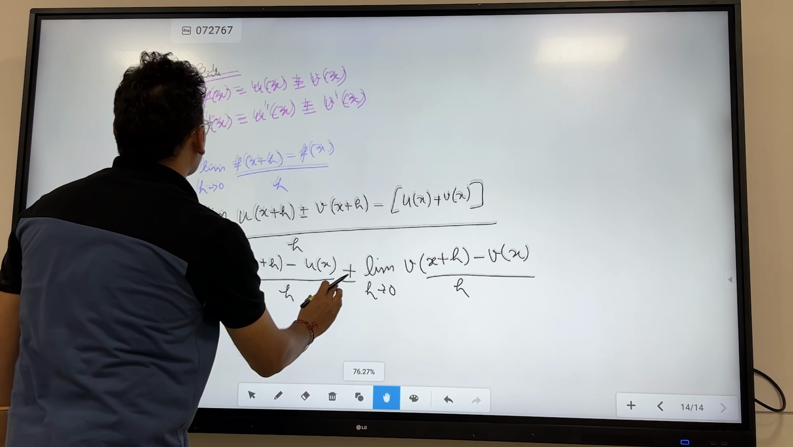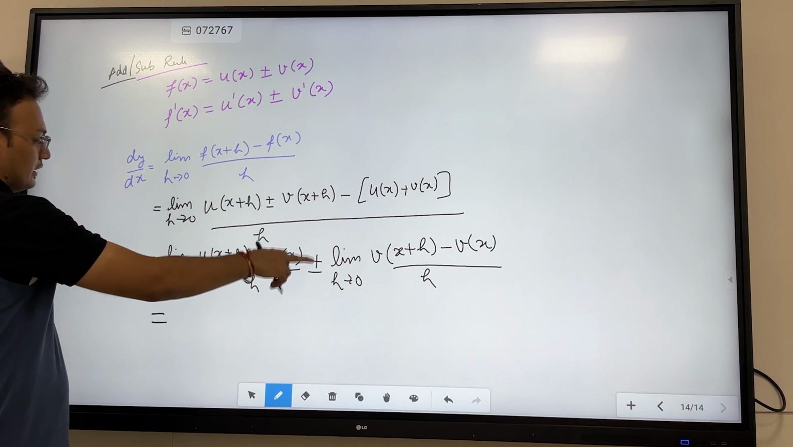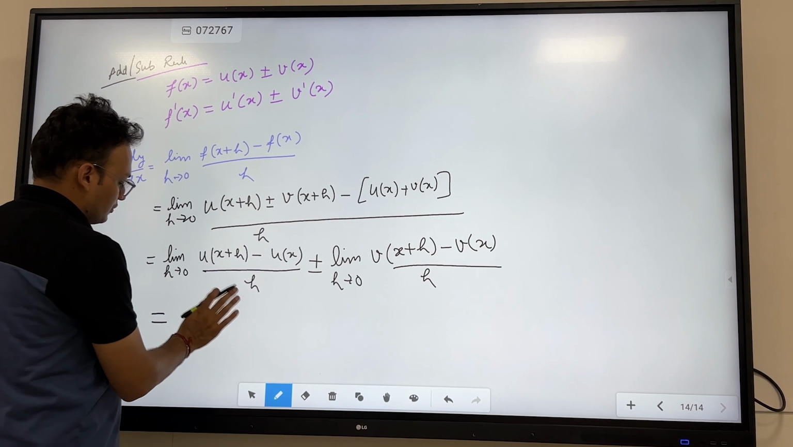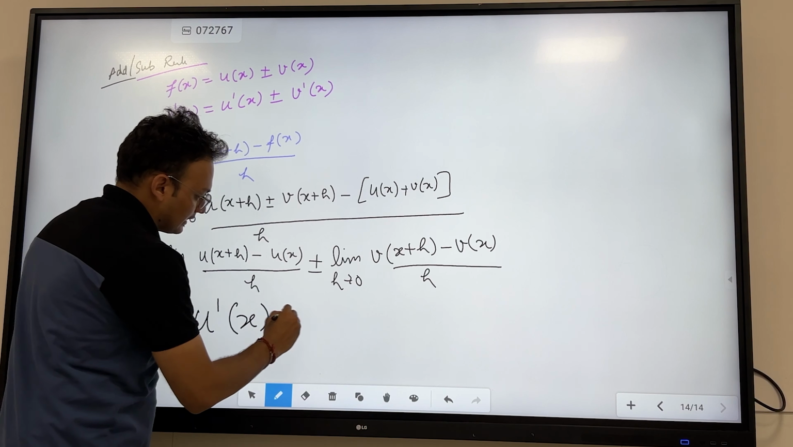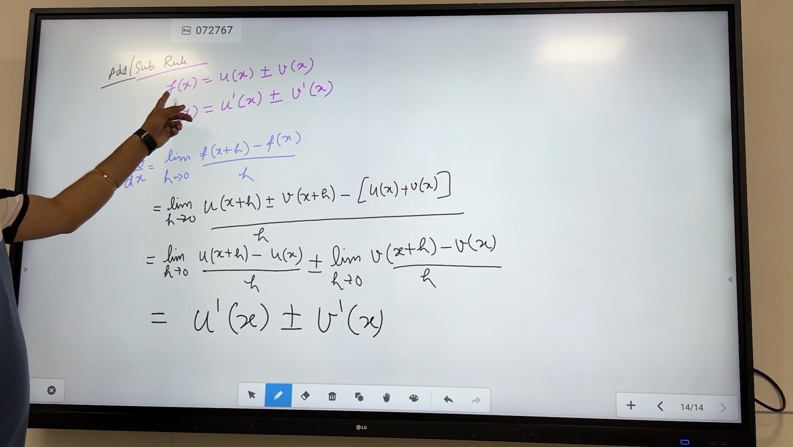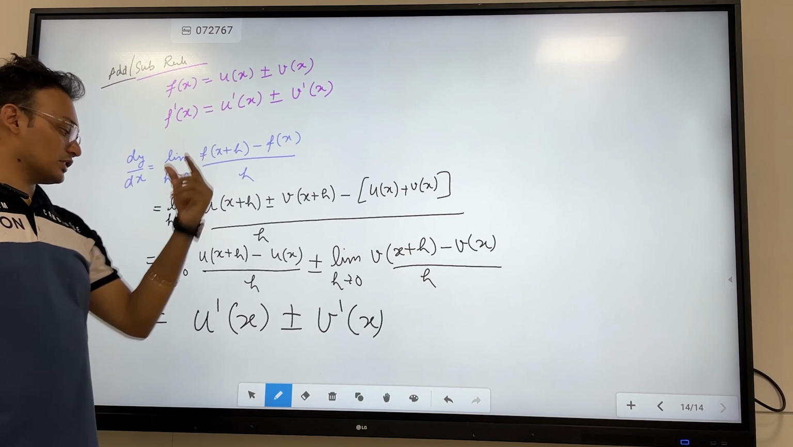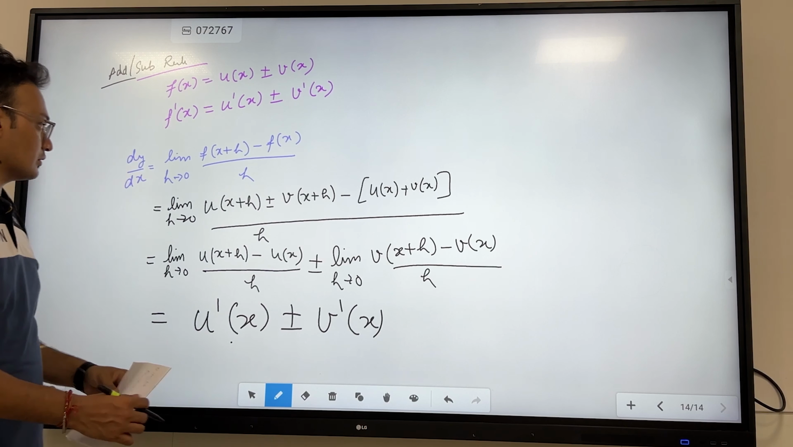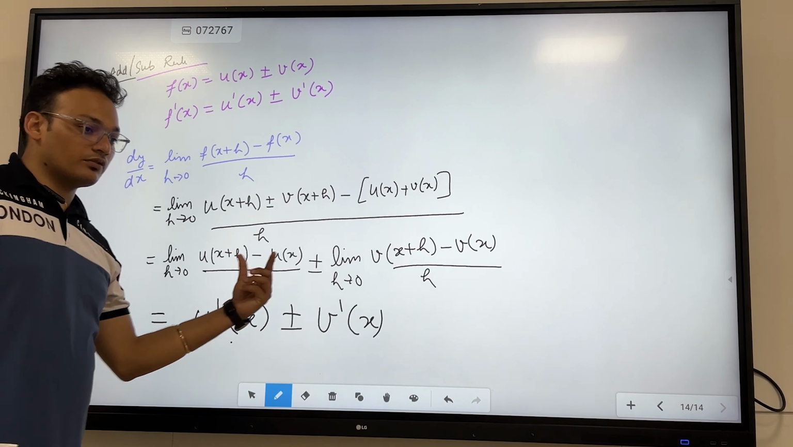And as you can see, this is nothing but u'(x) and this is nothing but v'(x). So I can say that for a function that is the sum of two functions, the differentiation is also the sum of the differentiations of both the functions. So let's see one more question from here.